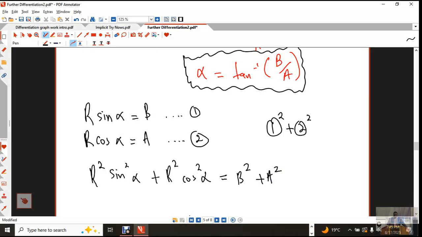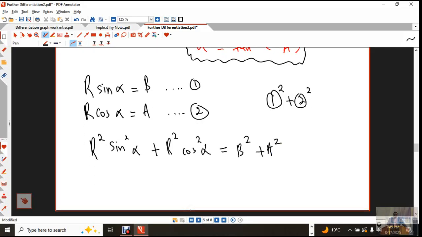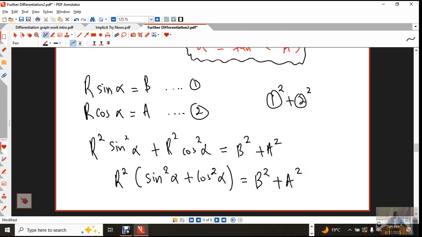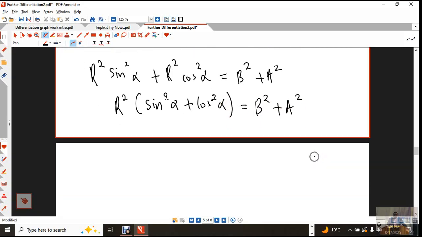So let us see first what it is that we have. Here we can take out r squared as a common factor. We have sine squared alpha plus cos squared alpha equal to b squared plus a squared. Okay, let's continue.